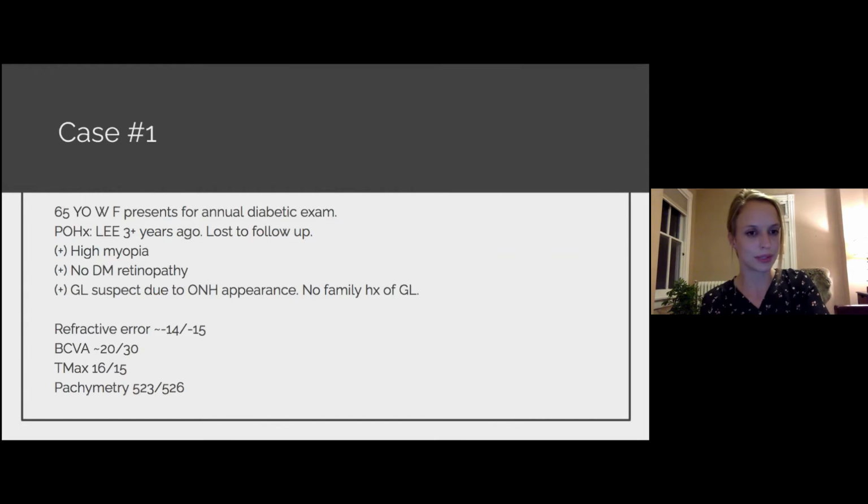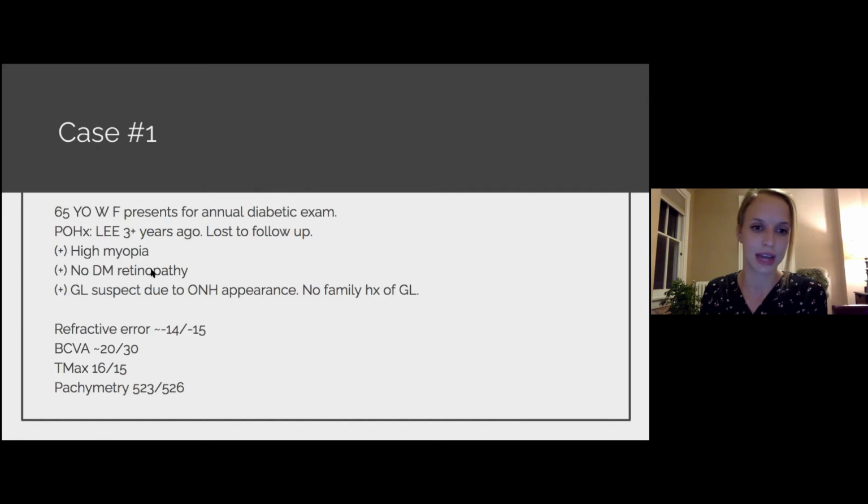The first one was a 65-year-old white female who presented for an annual diabetic exam. Her last eye exam was over 3 years ago, and she was lost to follow-up since. Her history was significant for high myopia. There was no diabetic retinopathy found at the last exam, and she was a glaucoma suspect based on her optic nerve appearance. And she had no family history of glaucoma.